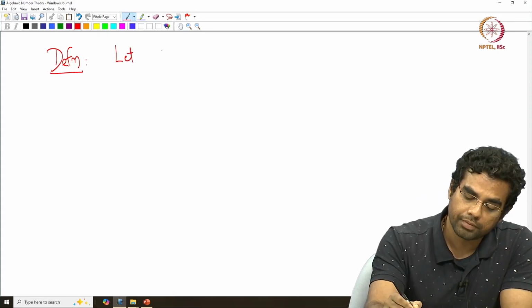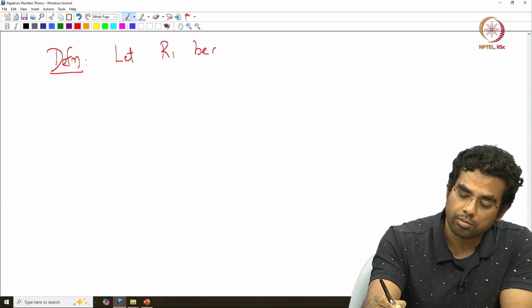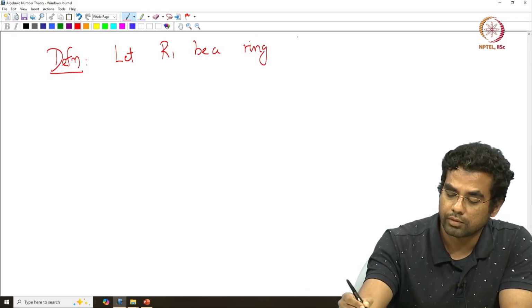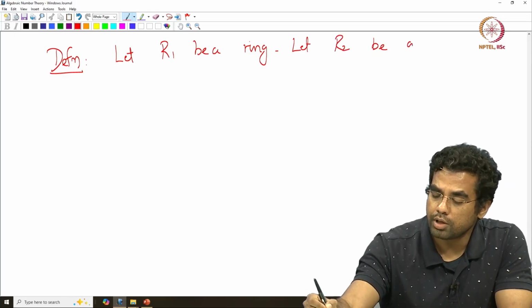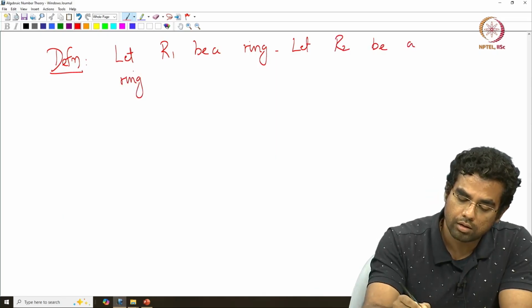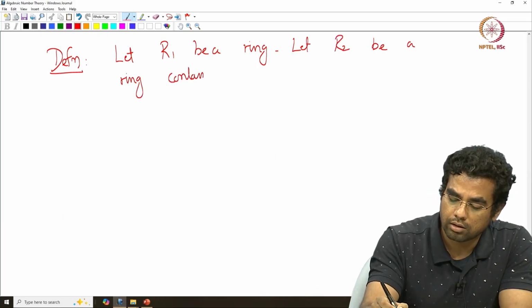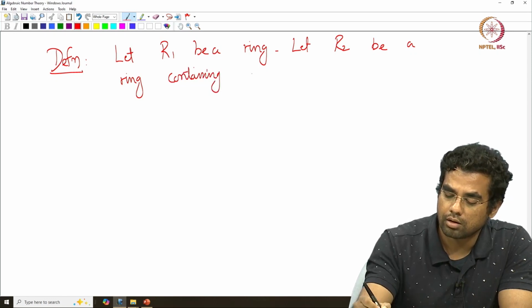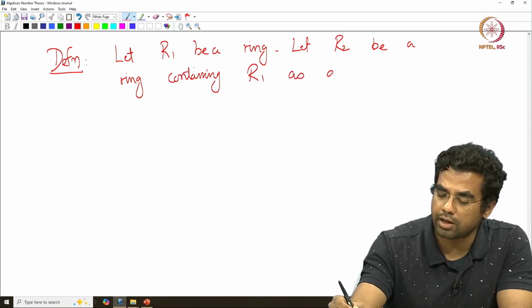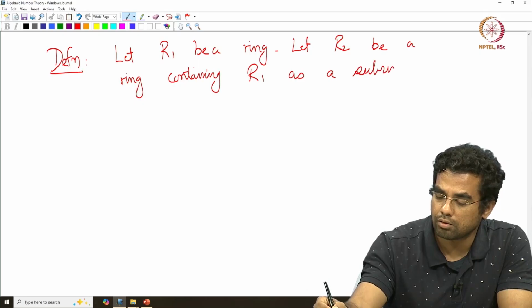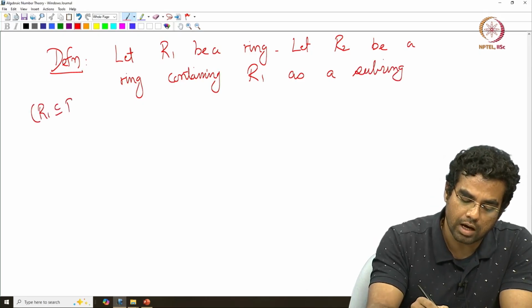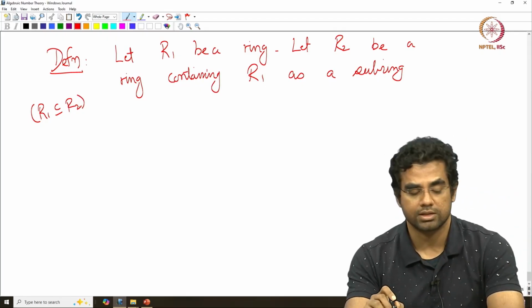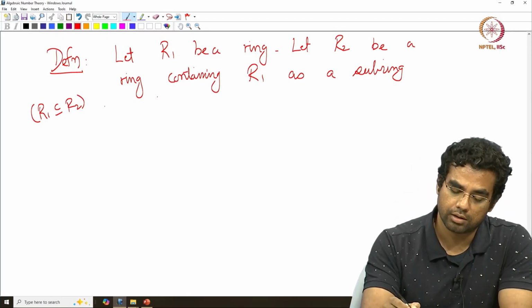So, let R1 be a ring, let R2 be a ring containing R1 as a subring. Okay. So, R1 is contained in R2 as a subring, not just as a set, but also as a subring.